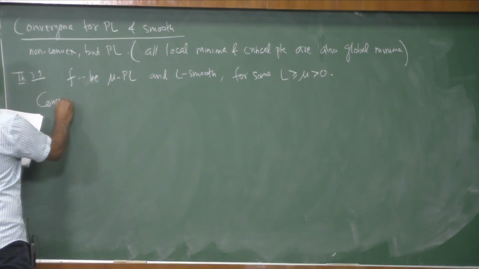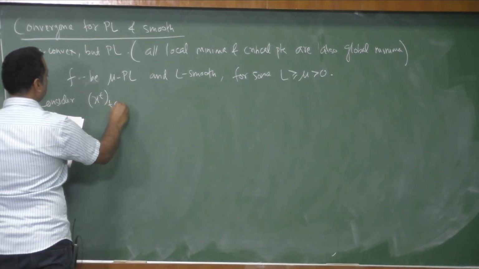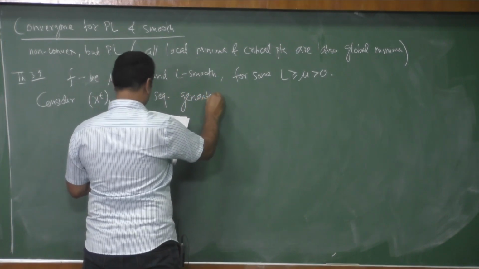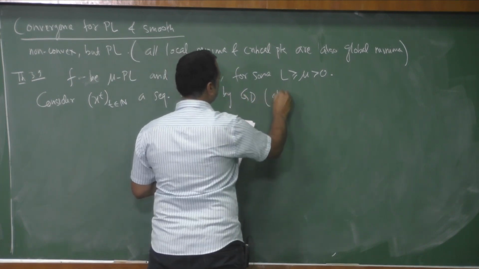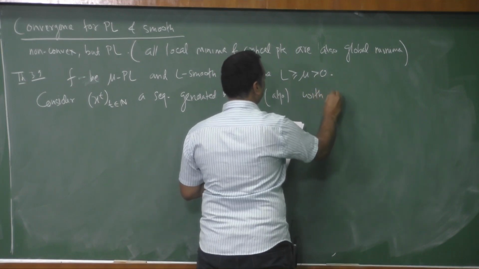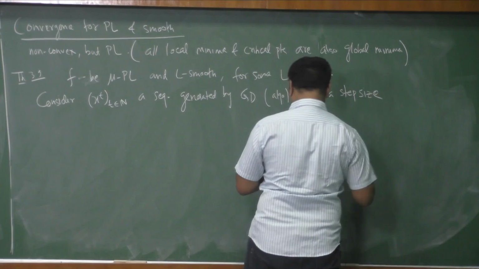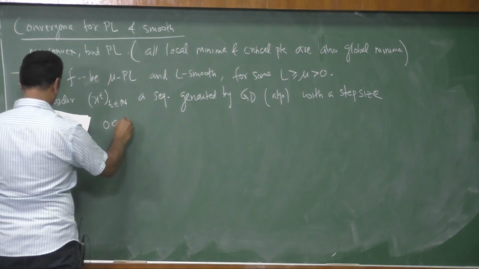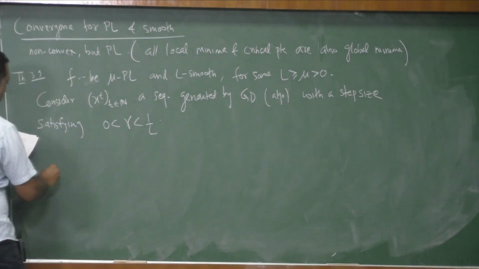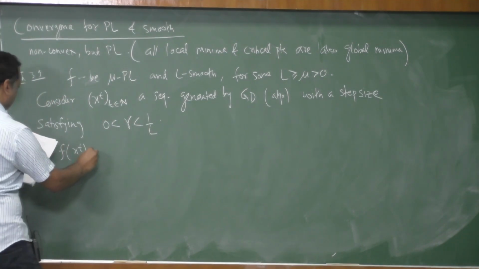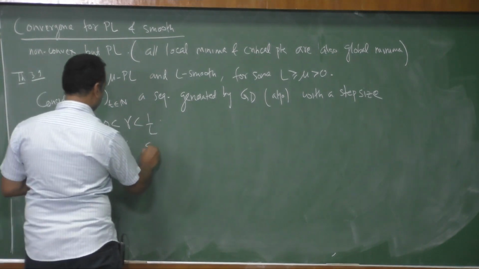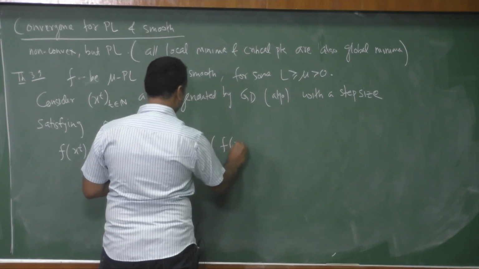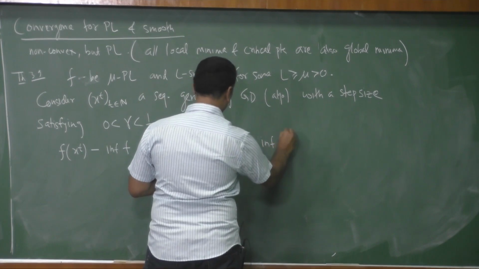So consider x_t, t in the natural numbers, a sequence generated by the GD algorithm with a step size satisfying 0 less than gamma less than 1 over L. Then the guarantee is that f(x_t) minus the infimum of f is bounded by (1 minus gamma mu) to the t times f(x_0) minus the infimum of f.